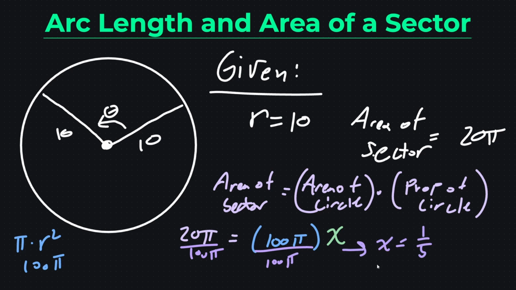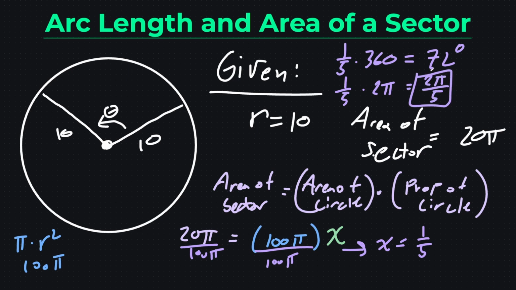Now that's my proportion. I can use that now to find the angle. If your teacher wants you to do degrees, then you would take this 1/5 and multiply it by 360. This would give you 72 degrees. Otherwise, you would take this 1/5 and multiply it by 2 pi radians, in which case you have 2 pi over 5 radians. Either of these is a correct answer. This is in degrees and this is in radians.